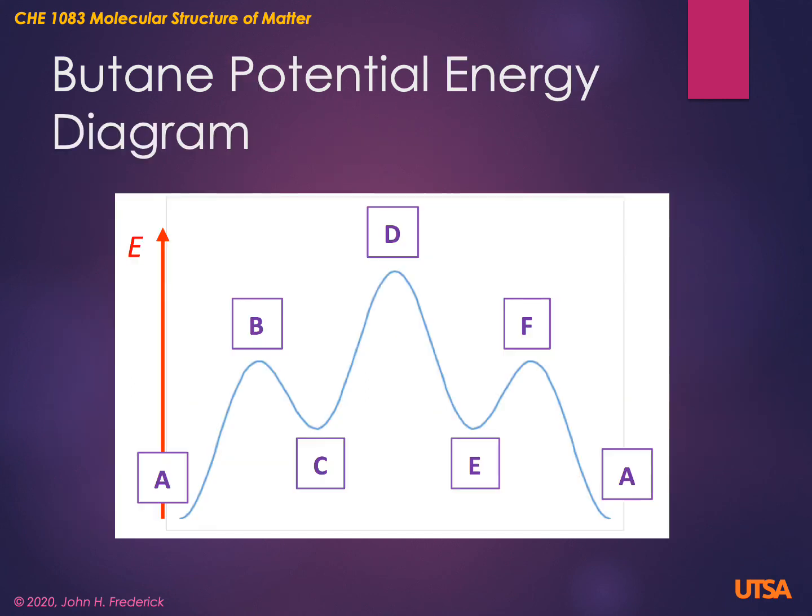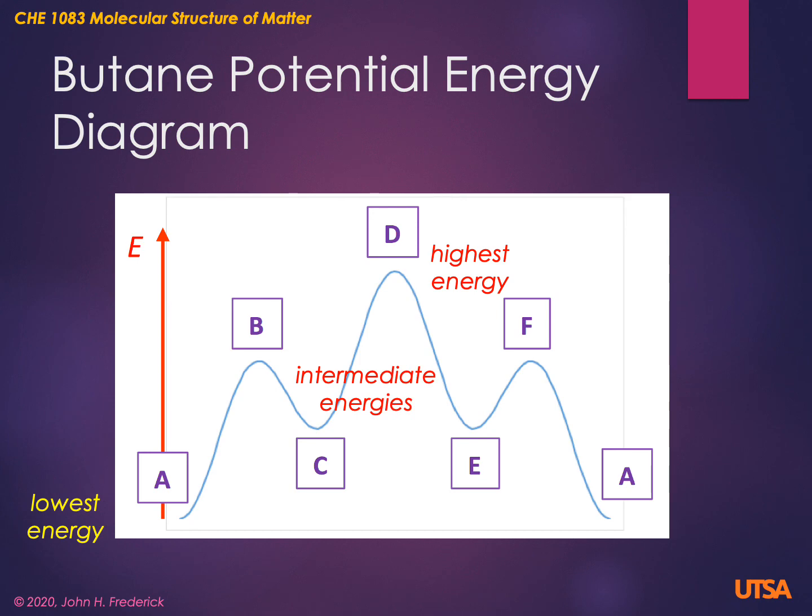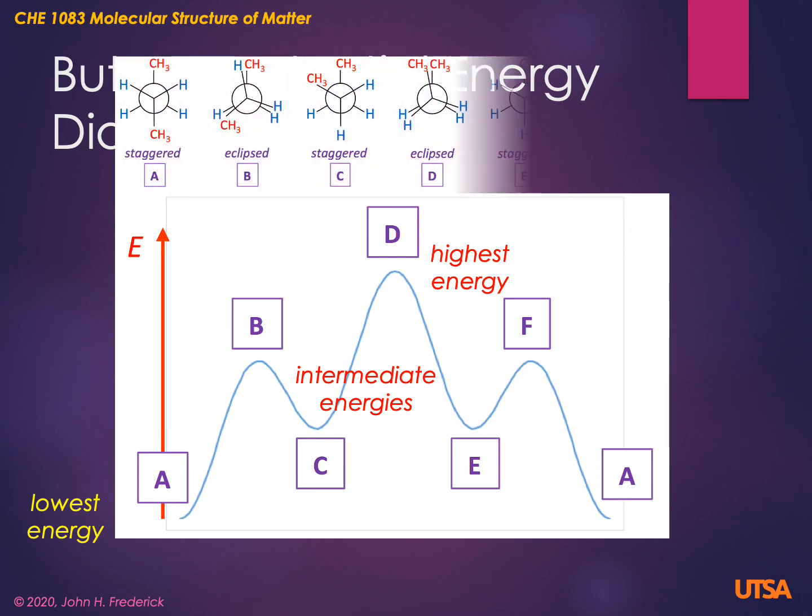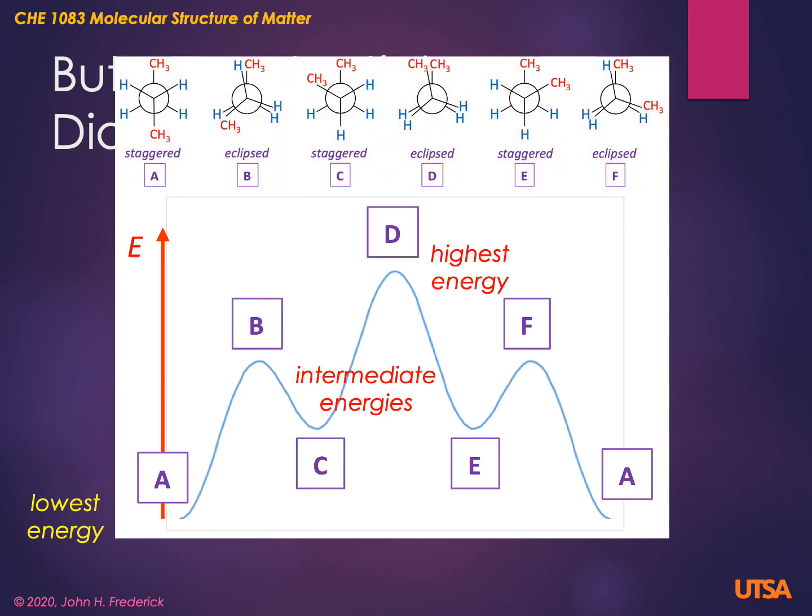So what does this look like? Well, here's a picture of the potential energy diagram for butane rotation, butane torsional conformation. The lowest energy is conformation A. We get back to conformation A at the very end of this 360-degree rotation. The highest energy, the two methyls being eclipsed, corresponds to conformation D. These intermediate energies at B, C, E, and F are all going to be in between those two extreme energies. And this is what those conformations look like. So once again, you can see that the highest energy D corresponds to the methyl-methyl eclipsed conformation. The lowest energy A corresponds to the anti methyl-methyl conformation.